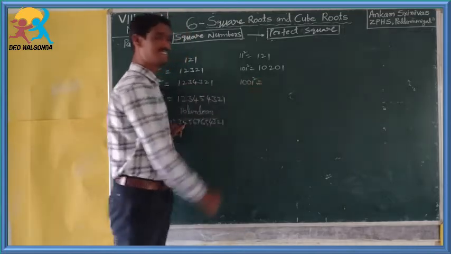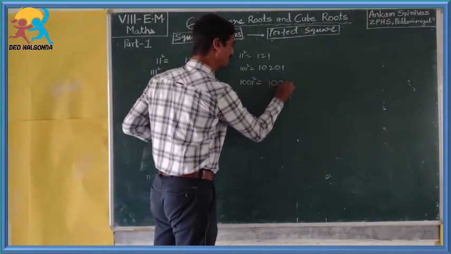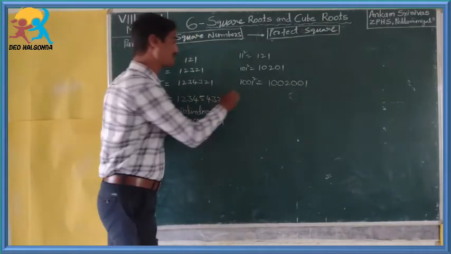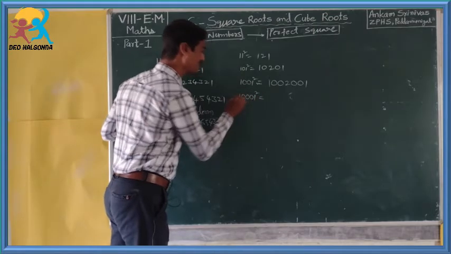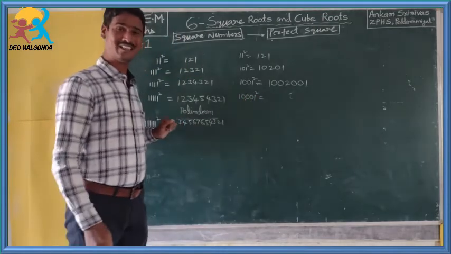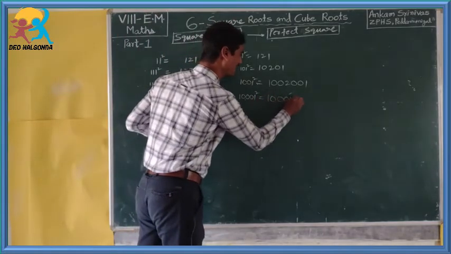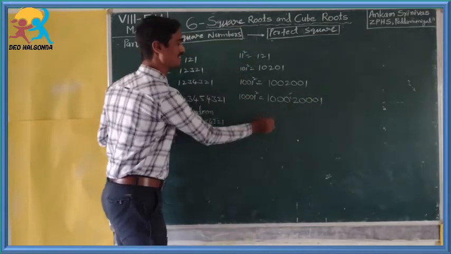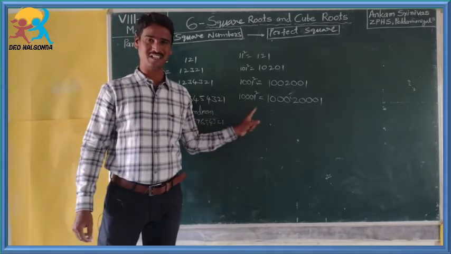Then what is the square of 1001? Here, 1002001. Can you expect what is the square of 10,001? Exactly, your answer is right: 3 zeros, 2, 3 zeros, 1, and so on. Very interesting square numbers we have found here.